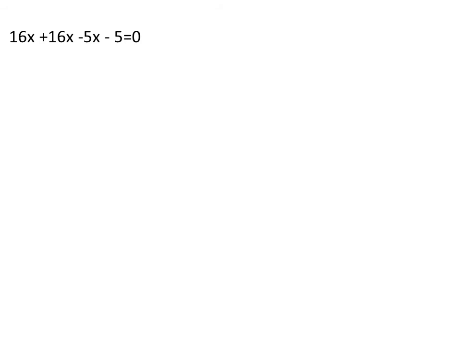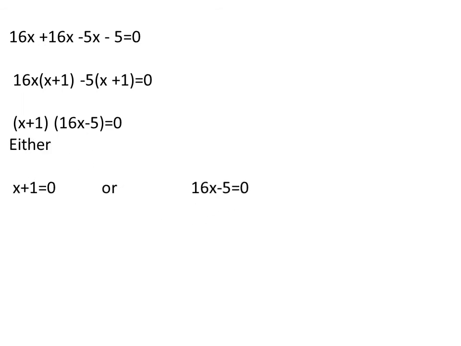From the first two terms we will take 16x common, and in the bracket we are left with the term x plus 1. From the last two terms we will take minus 5 common, and in the bracket we will write x plus 1, which is equal to 0. From this whole equation we will take x plus 1 common, and the remaining terms are 16x minus 5 equal to 0. Here are two possibilities: x plus 1 equal to 0 or 16x minus 5 equal to 0.